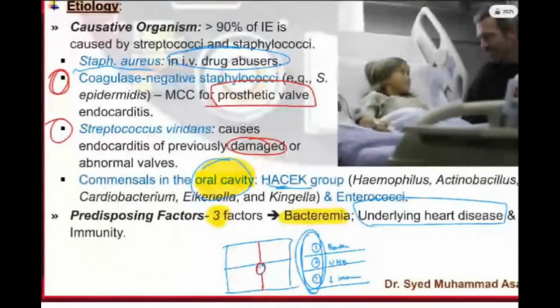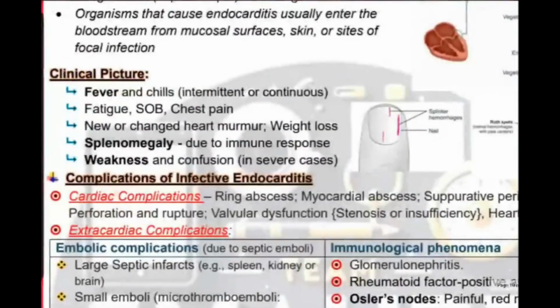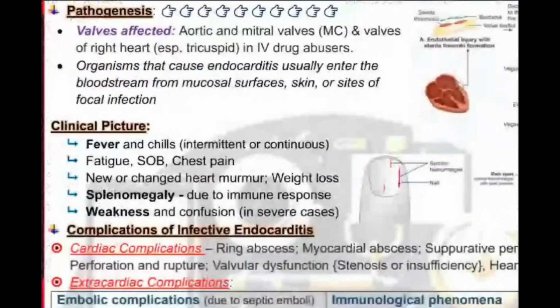So these are the causes. The main causes are strep and staph. Even if you don't remember everything, do write this in etiopathogenesis, along with the three conditions for infective endocarditis, which are already explained.